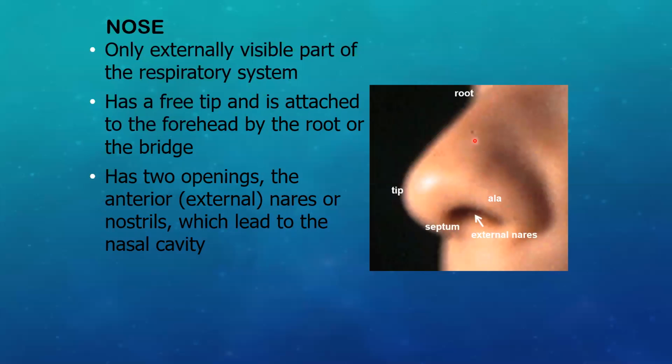So don't just say nose, you say external nose. External nose has a tip, a root or a bridge, a septum, an ala, and an external nares.